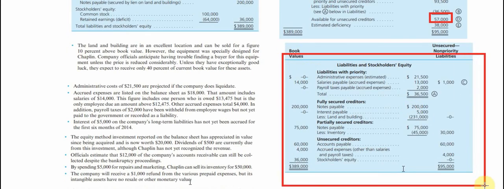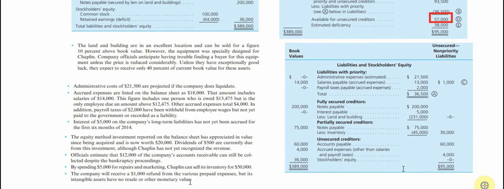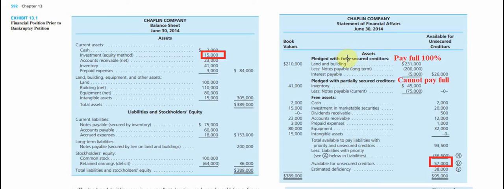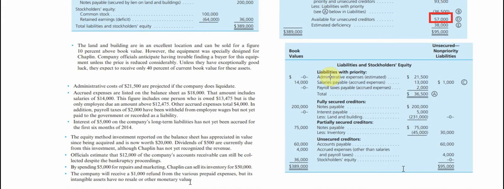Next, we will move on to liability and stockholder equity. Just like the fully secured and partially secured, we have liability with priority, fully secured and partially secured too. Why do we have this one? Because that's the priority to pay the debt back to the creditor. We need to pay the debt, and we need to finish the debt in here.